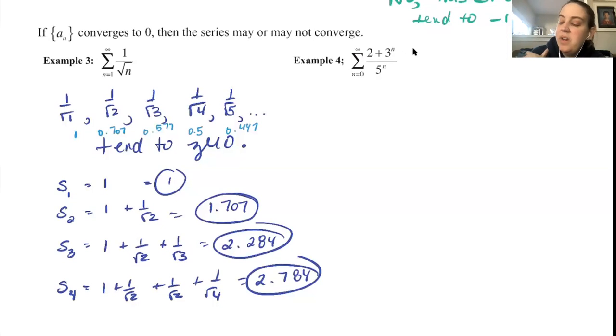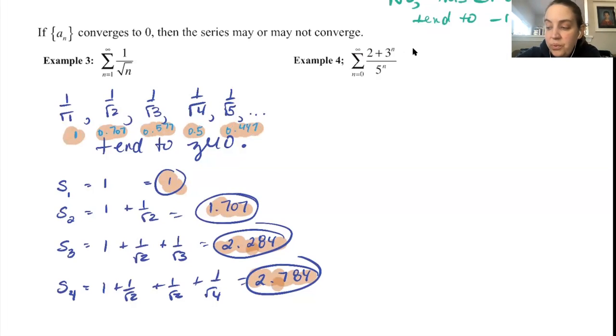So I paused the video and came up with some values. I have the decimal equivalents of each of the terms in our sequence, and then I added them together in a series to get these sums. Now, the sums are definitely going up. They're going up a little bit more slowly. I've gone from 2.2 to 2.7.